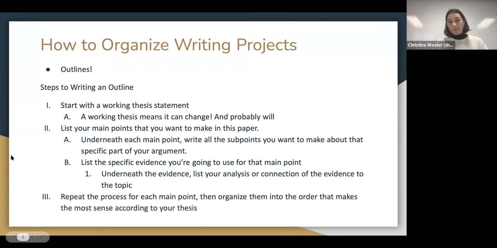So, how to organize writing projects: outlines. Outlines are one of the easiest and also one of the best ways to organize writing projects because it helps you get all of your ideas and all of your things on a page before you even start writing. So, steps to writing an outline, you can see that in outline format on the slide. You're going to start with a working thesis statement. Working thesis, if you've never heard that before, basically means it's a thesis in progress, so it can change, and it probably will as you write.